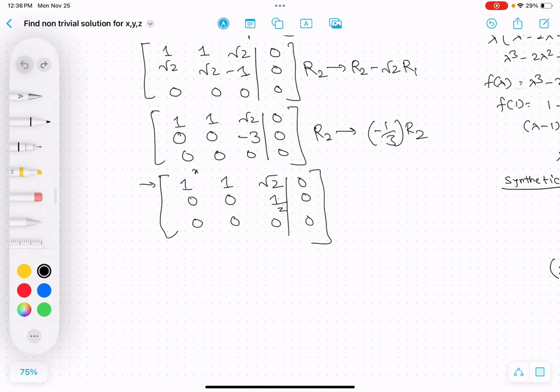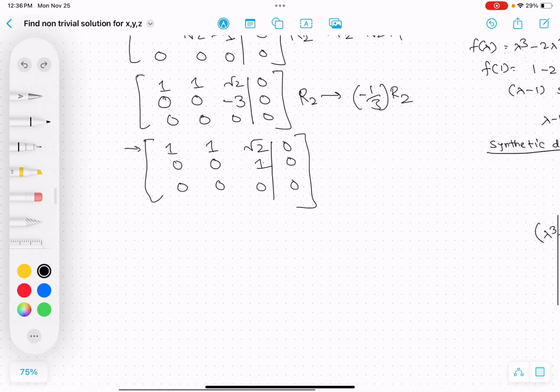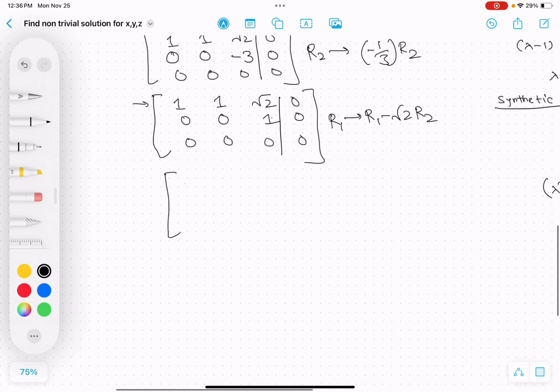So that's why I want to make this pivot variable column free of other numbers, except 1. Other numbers should just be 0. And I can make that using row 1 equals row 1 minus root 2 times row 2. If I do this, that will go to 0, right? So this will just be 1 minus 0, 1 minus 0, root 2 minus root 2 is just 0. And 0, 0, 1, 0, 0, 0, 0, 0.